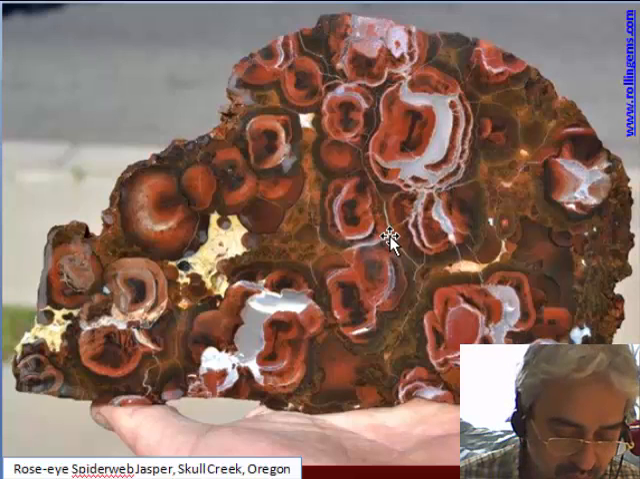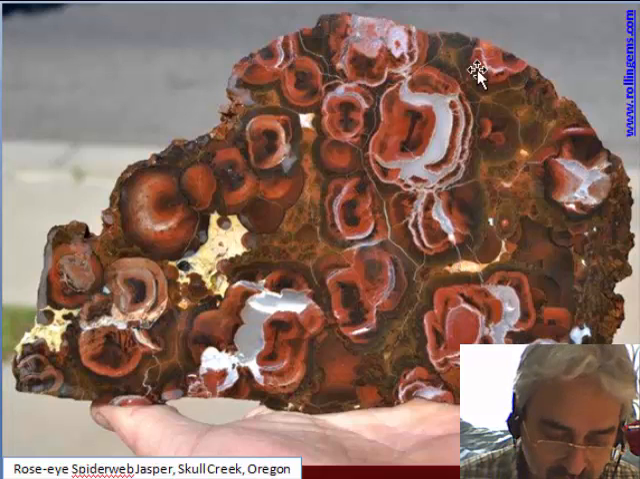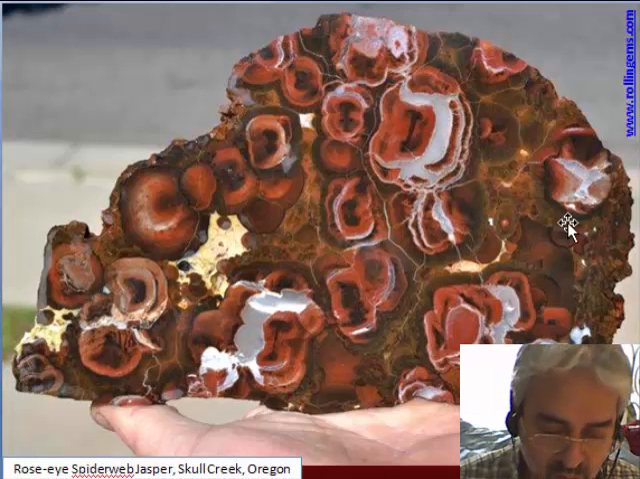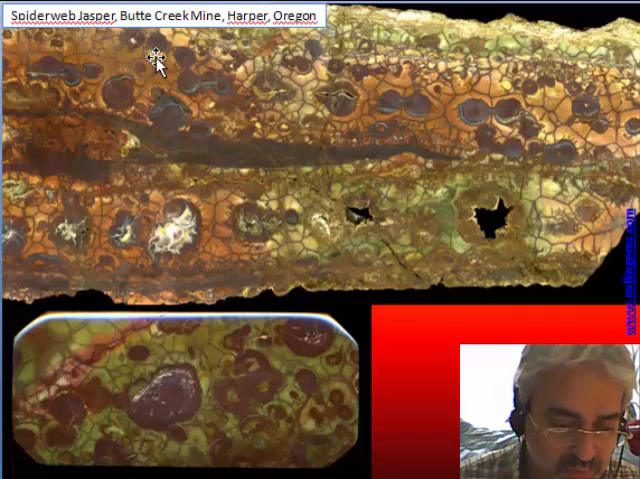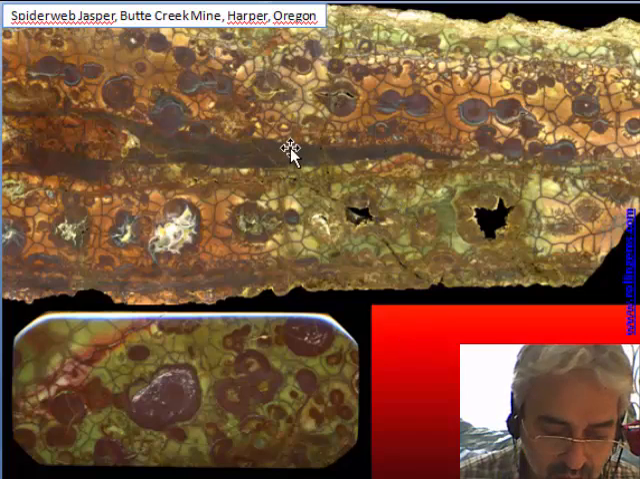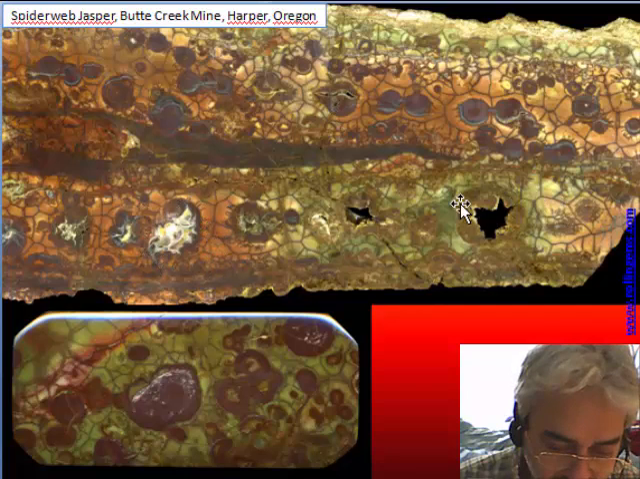Another famous material from Oregon, the rose eye spiderweb jasper, and as you can see, spherulite with fracture. This is a kind of small tanderek, but all stuck together. And the spiderweb jasper is a very famous material made of a rhyolite where the spherulites have a very nice tanderek shape. Fracture inside.